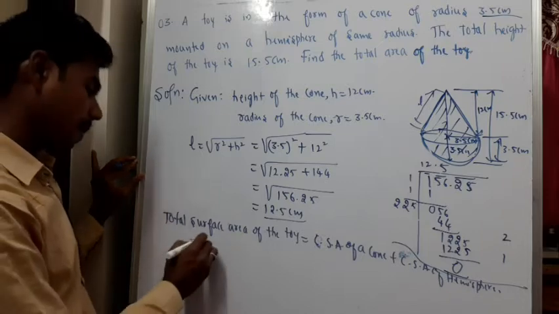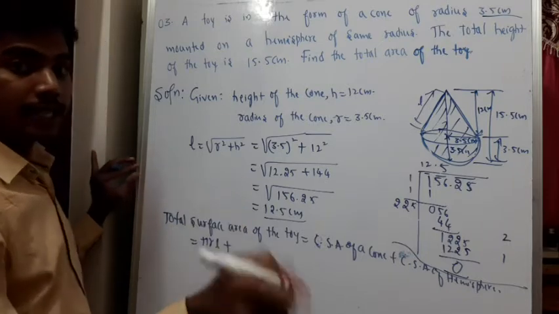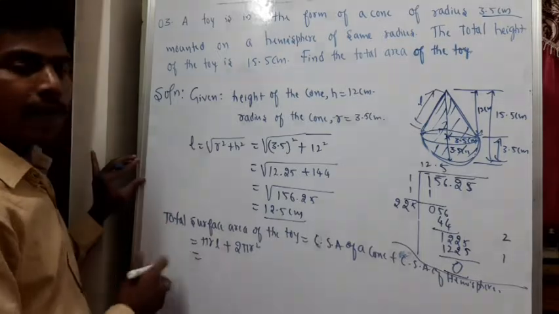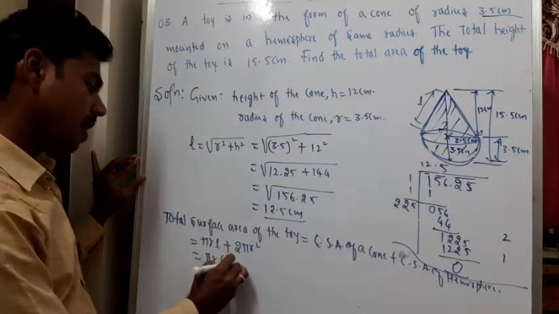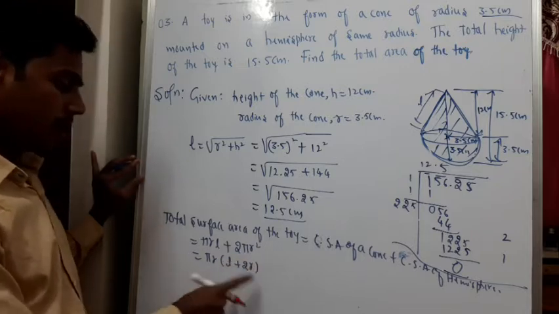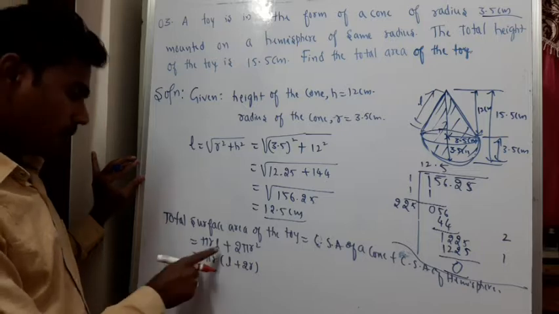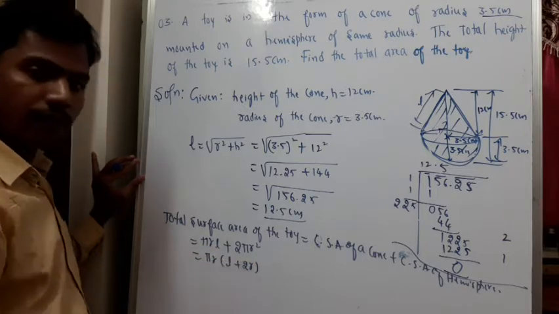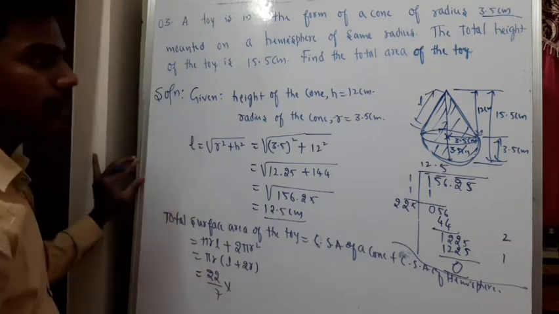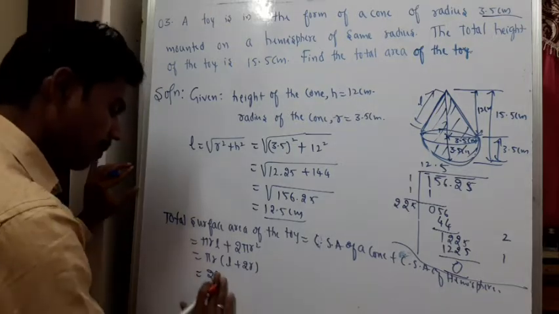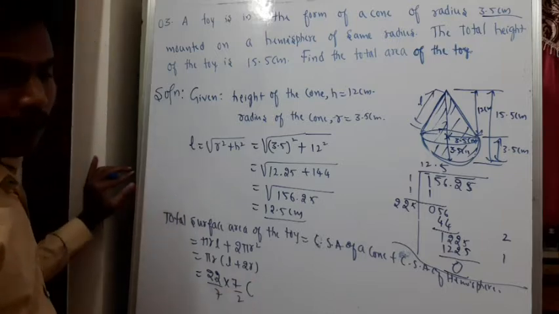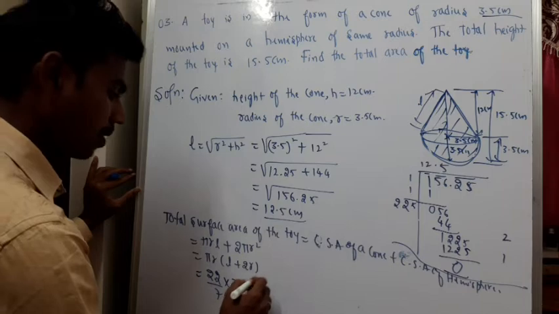What is the CSA of a cone? Pi r L. What is the CSA of hemisphere? 2 pi r square. So I will take pi r common out. Pi r L plus 2 r. Any confusion? Pi r I am going to take out. What is left? L is left. Here 2r is left. So 22 divided by 7. R is nothing but 3.5. 3.5 can be written as 7 by 2 into. What is L? L is, just now we calculated, that is 12.5.